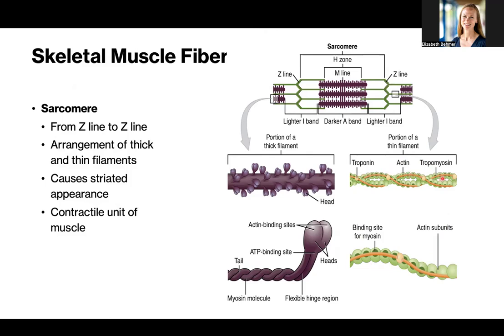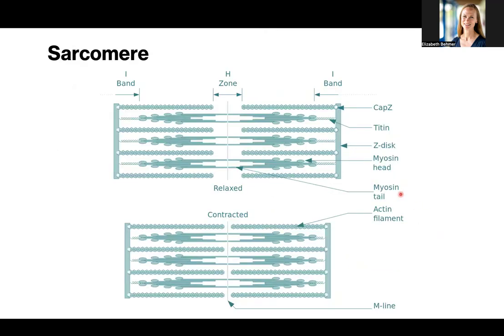We're going to go through each of the thick and thin filaments in detail now, because once you understand what the thick filament is and what your thin filament is, then we can talk about how they contract and slide past each other in the sliding filament theory. I've included this slide just to show you what a relaxed sarcomere looks like versus a contracted sarcomere.